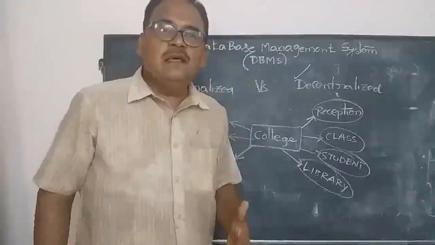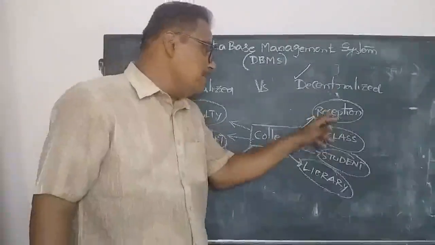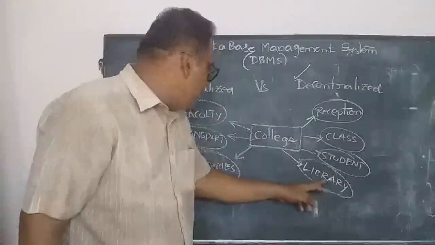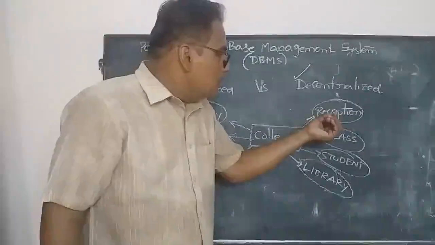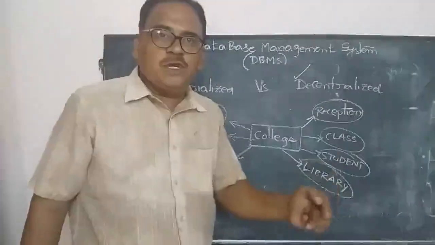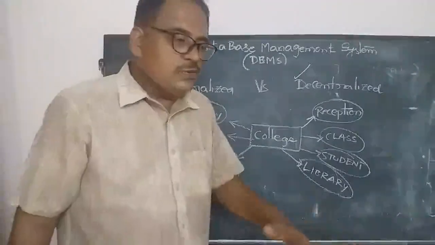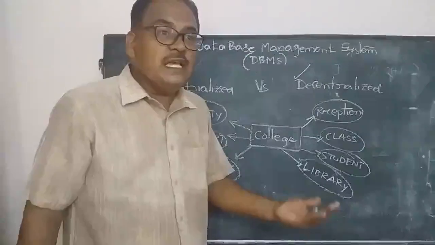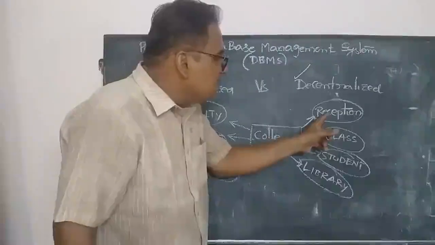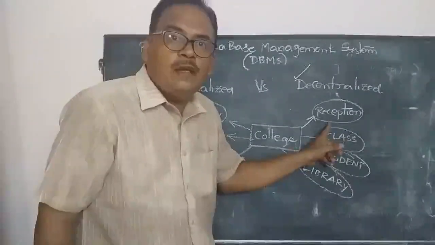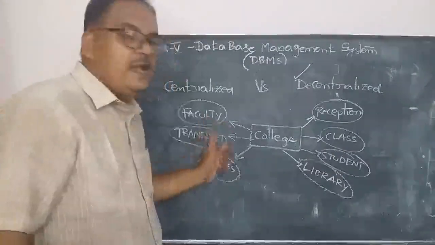Data redundancy means repetition of data. The student particulars are maintained at reception, class, student, library, transportation. So if any changes occur in reception, for example, a student may change his mobile number, his course name, his specialization, etc., those changes can be done in reception only. But the major problem is that the same student data is different in the remaining entities.